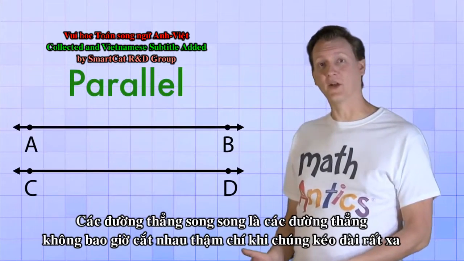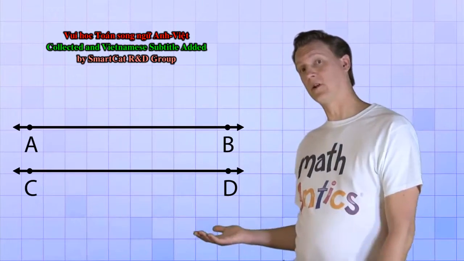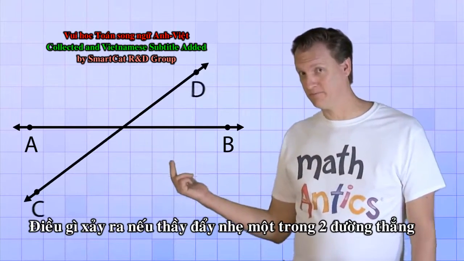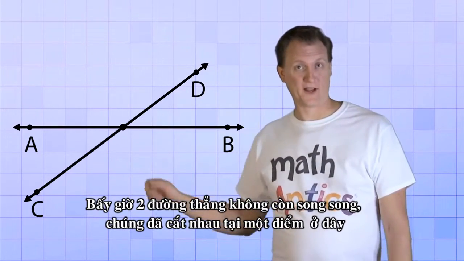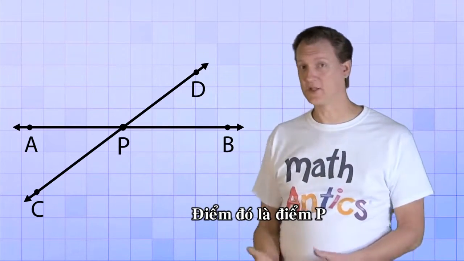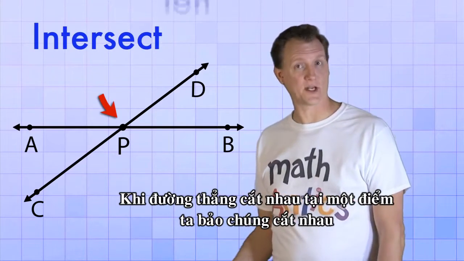Okay, so parallel lines are lines that will never cross, even if they go on forever. But what if I take one of our lines and give it a little nudge? Now the lines aren't parallel anymore. In fact, they cross at this point right here. Let's name it point P. When lines cross at a point like this, we say that they intersect, and we call the point an intersection.